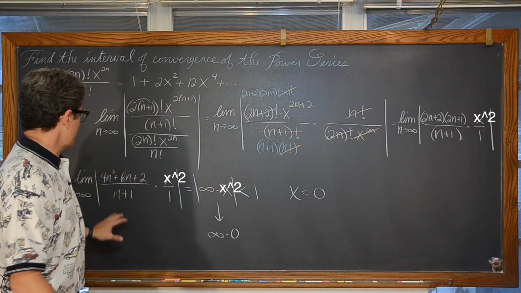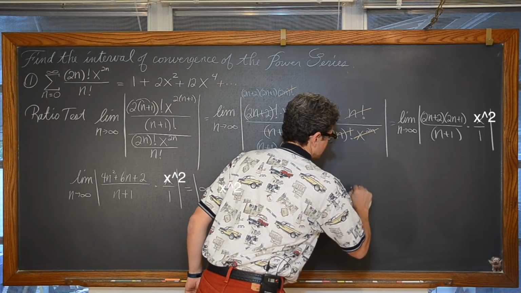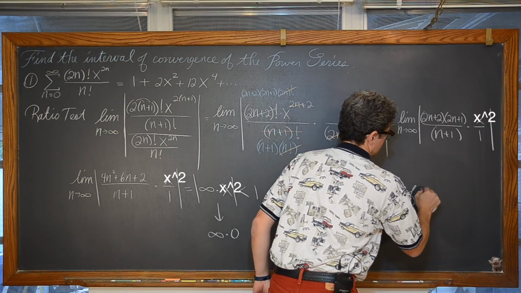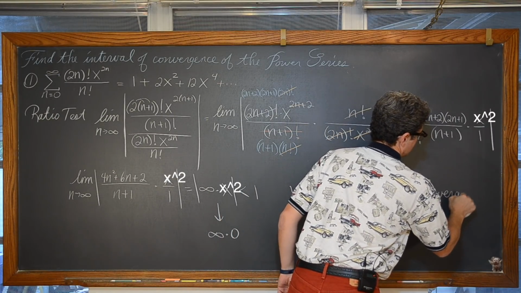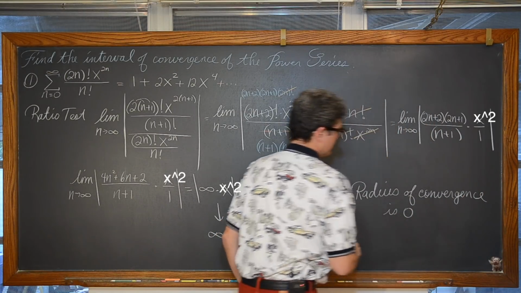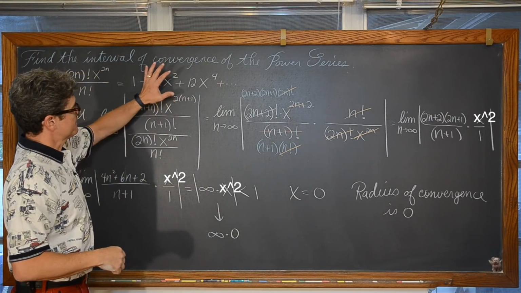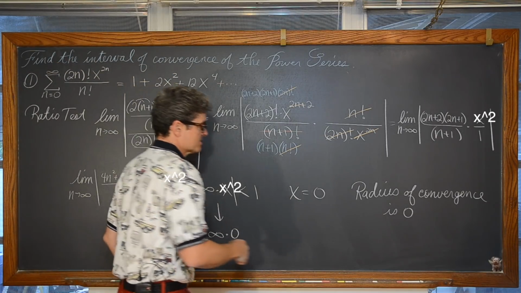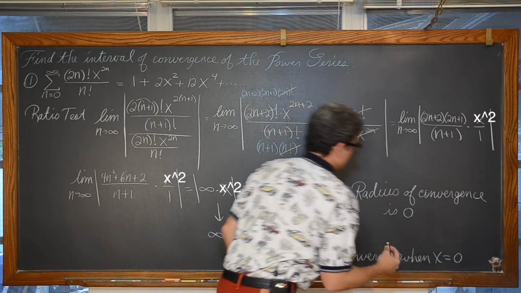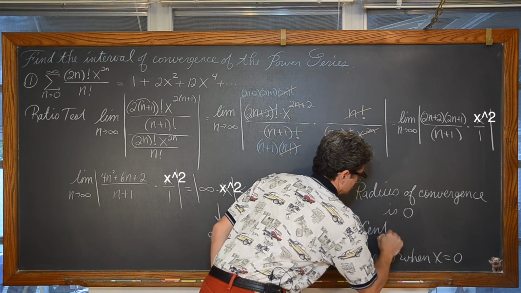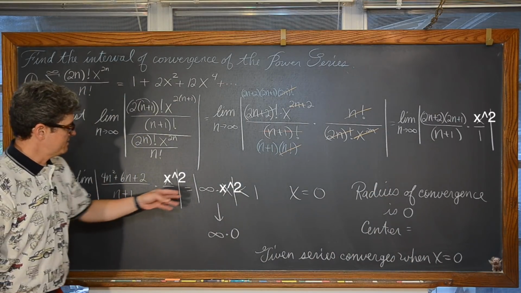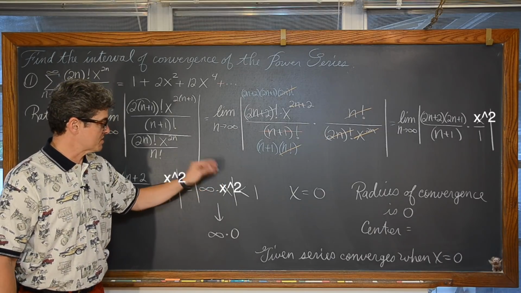Yeah, so our radius of convergence is 0. This given series converges when x is 0. And by the way, the center of our power series, do we have any kind of x minus a number here, or is it just x? It's just x.